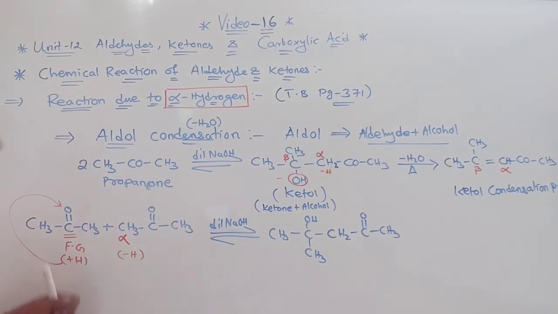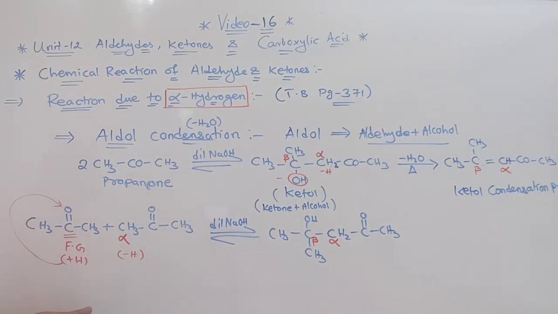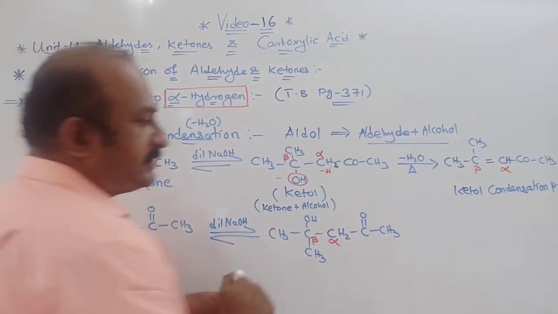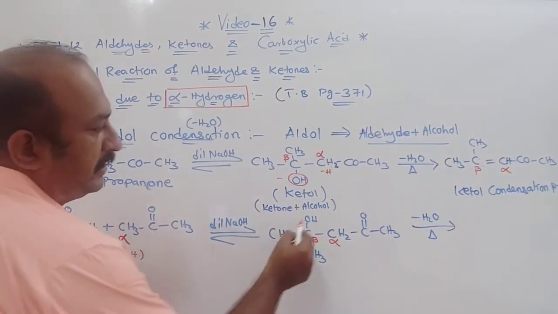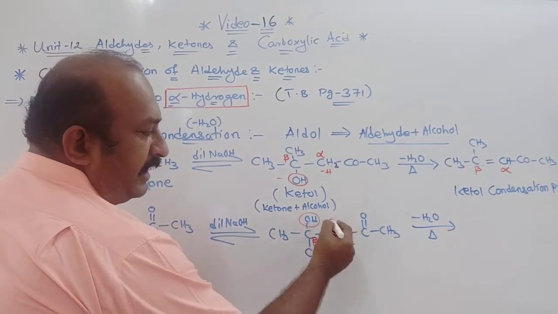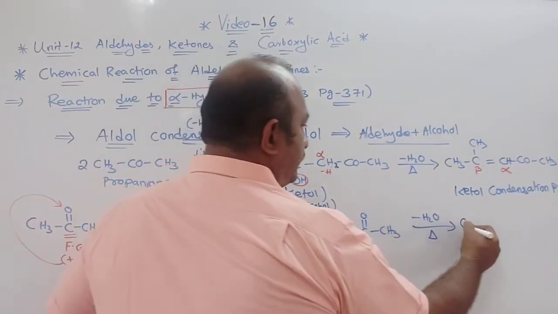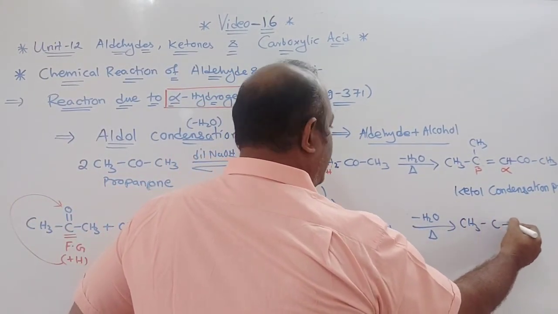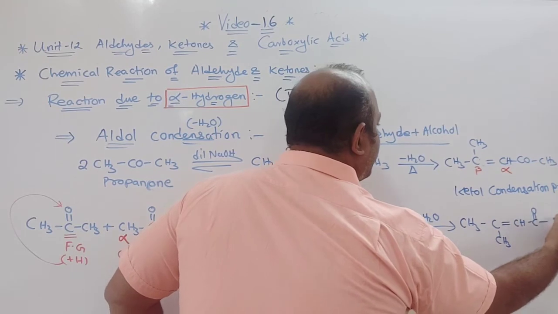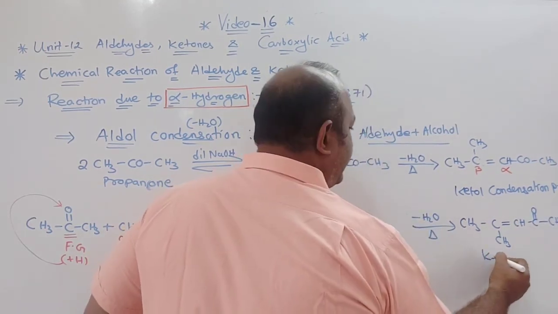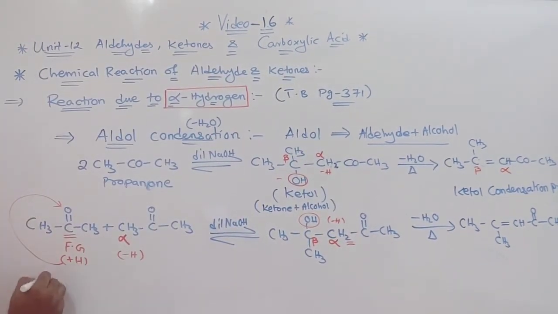So now I can write like this, this is your alpha and this is your beta. So from beta what is removed? When we write aldol condensation, that is minus H2O and heat. So in this case from here OH is removed and from here one H is removed. Understood? So what it will be now? Directly you can write CH3 C double bond CH single bond C double bond O and CH3. This is your ketol. In your book I think it is given. This one is your propanol.